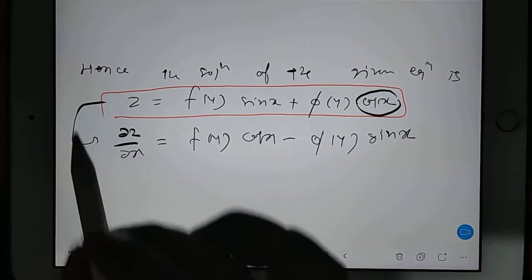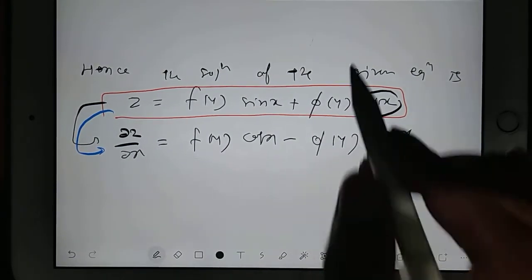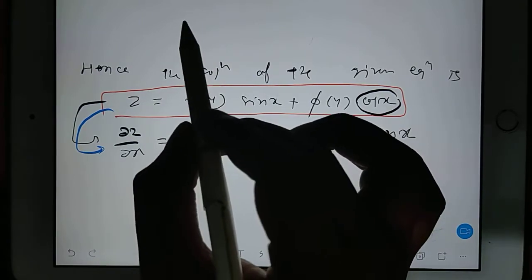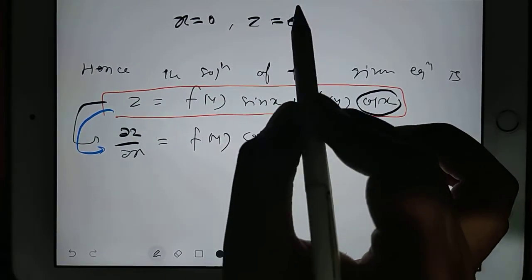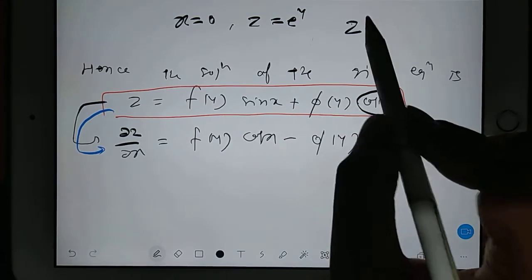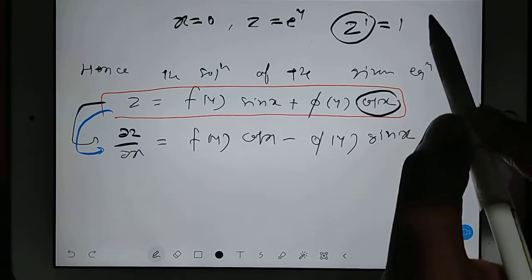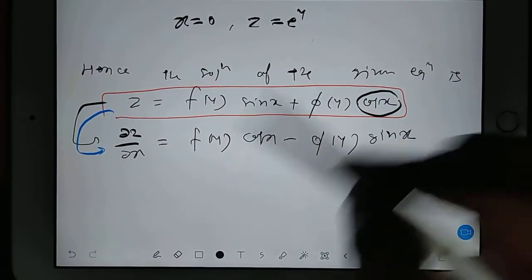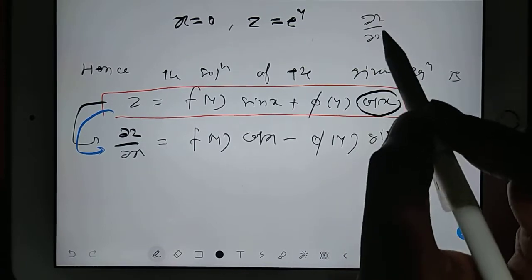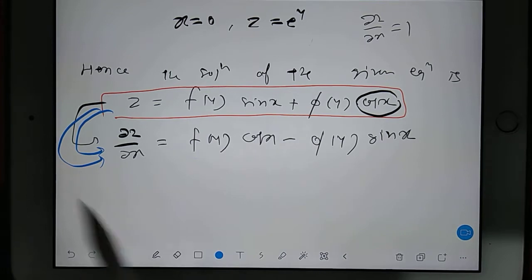Now why am I writing like this? Because we have a condition given in the question. If you recall, just see the previous page: x is equal to 0, then z is equal to e power y, and z dash is equal to 1. Actually z dash means your p value is given as 1, because in this case you cannot write z dash. That is, dou z by dou x is given as 1. So that's why I have differentiated one more time to find dou z by dou x.